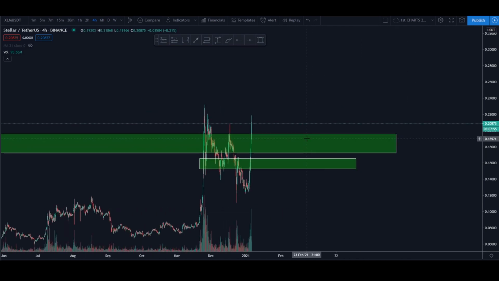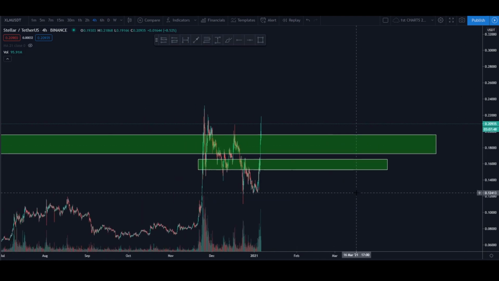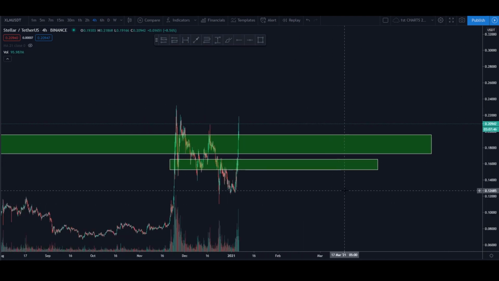So again, all of the prices that we are going to be analyzing here are going to be seen on the right side of the screen. So just keep a notice there and we'll jump right into it, right?